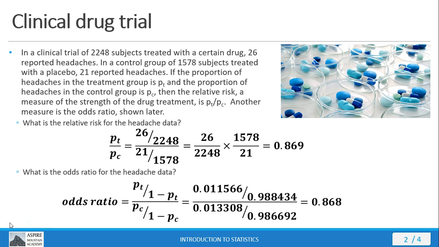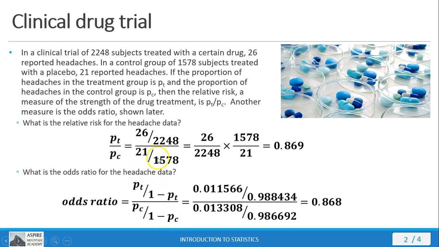So when we plug in the numbers that we need, here's what we get. This proportion, P sub t, we're just taking these numbers here, 26 divided by 2248. That gives me this number here, 0.011566. Okay, 1 minus that, so 1 minus 0.011566 is 0.988434.